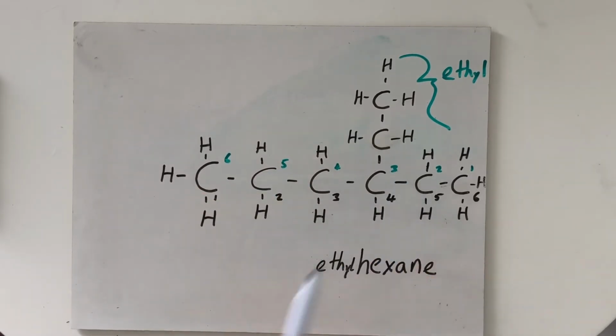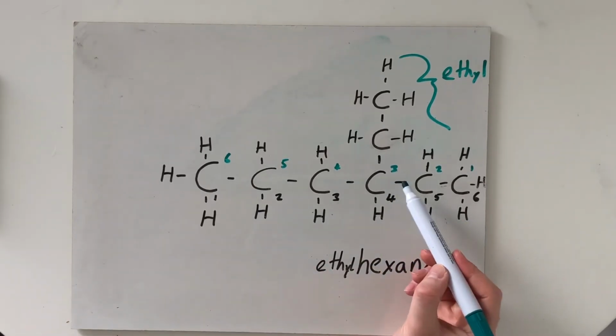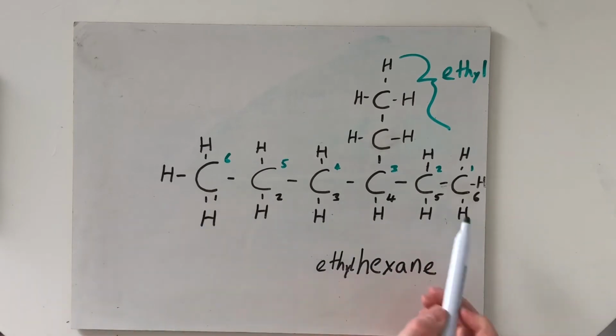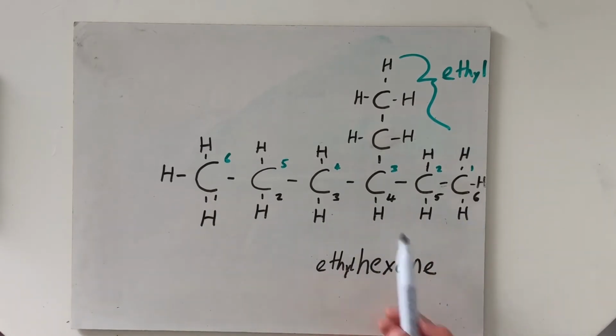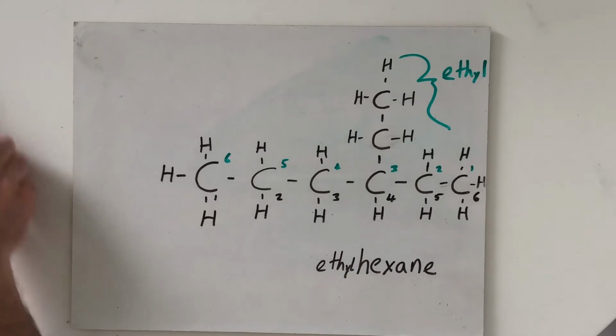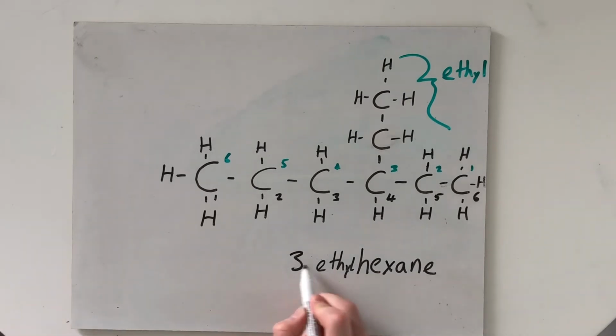the 3rd carbon. When naming a molecule, we read from the side which gives us the smallest number. So as opposed to reading from left to right, we're going to read from right to left and put the number 3 in our molecule's name. So this is 3-ethylhexane.